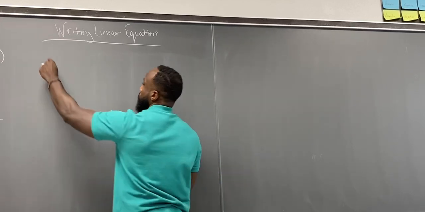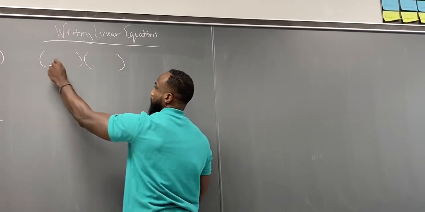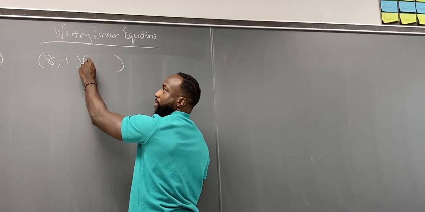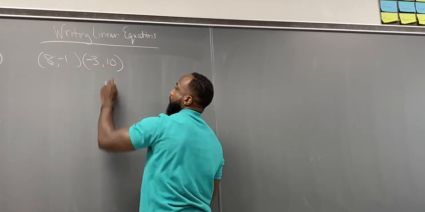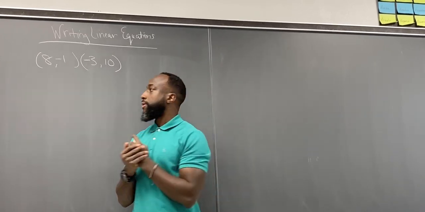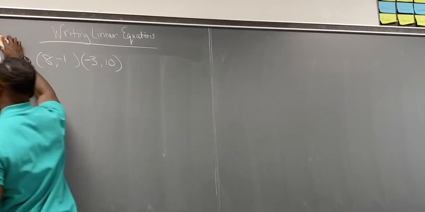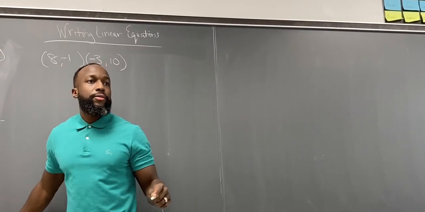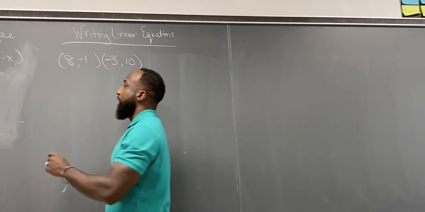Number 4, what are the two points that they gave us? 8 and -1. What's the other point? -3 and 10. With these two points, what's the first thing we got to do? We got to find the slope. Number 1.